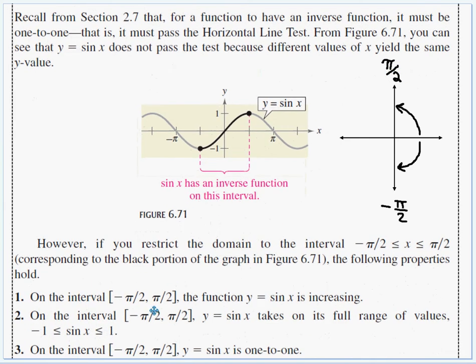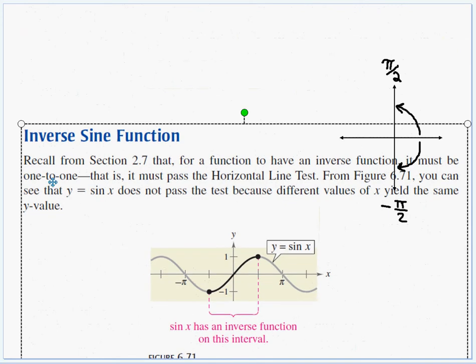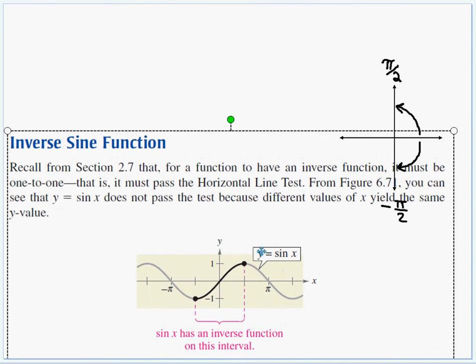On that restricted interval, the function is increasing. On that restricted interval, y equals sine x takes on its full range of values, every number from -1 to +1. On that restricted interval, y equals sine x is 1 to 1, or again, it will pass the horizontal line test. So again, here in the picture, the light gray is the sine wave, and again, it would fail the horizontal line test unless we chop it off, unless we restrict it.